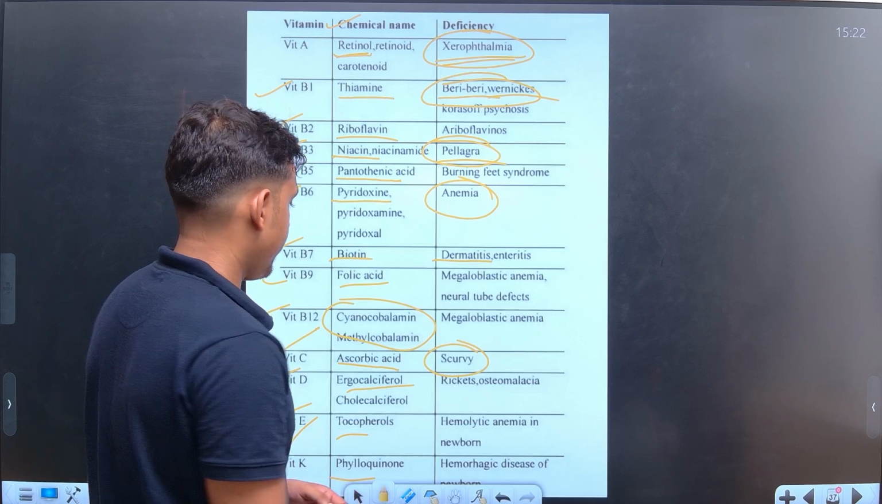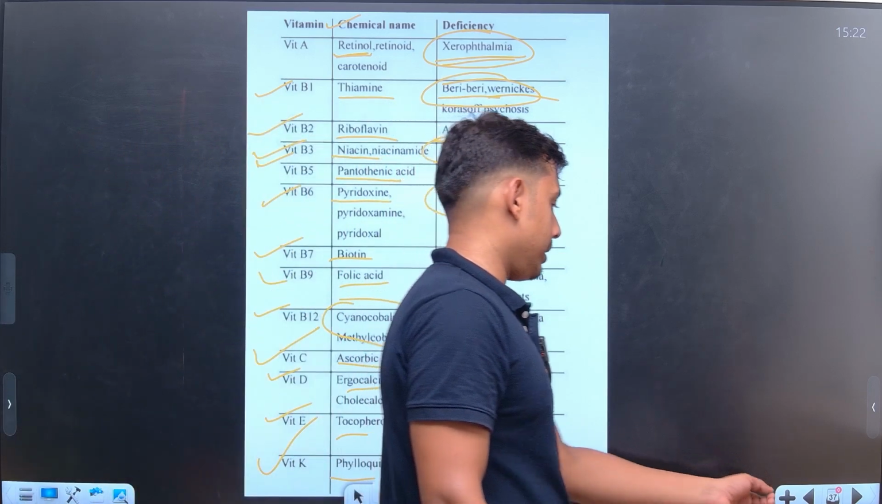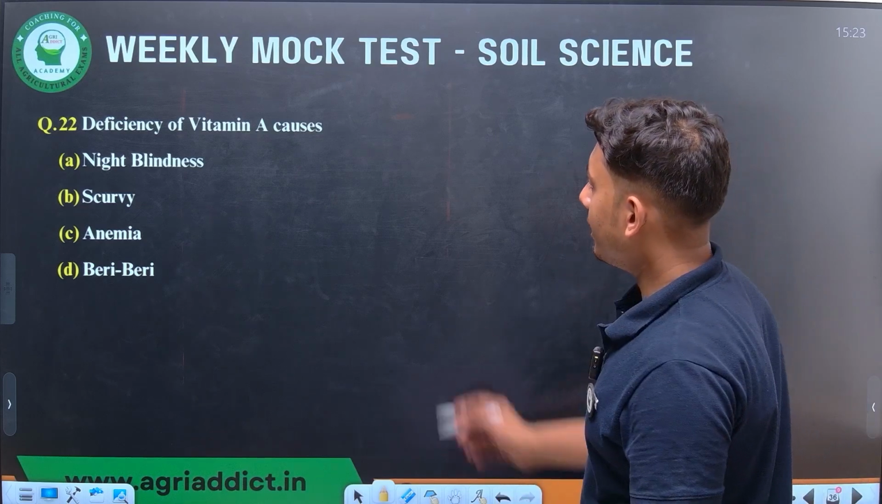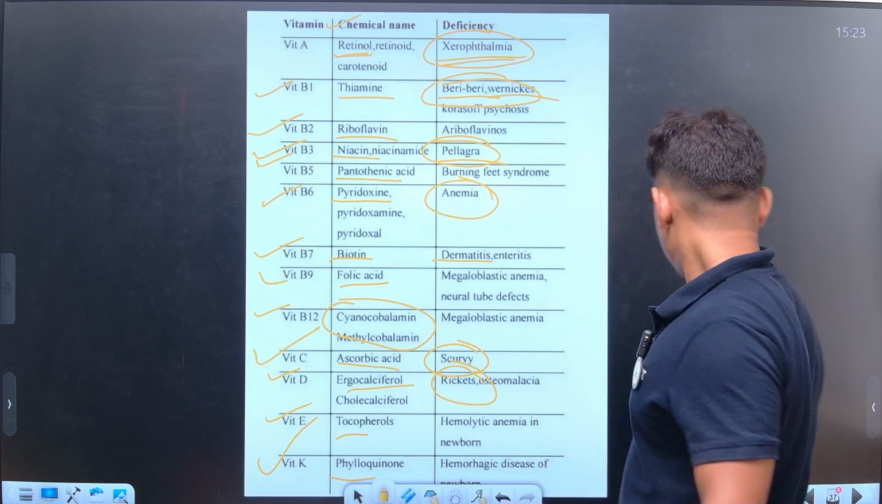Rickets, vitamin D. The deficiency disease of vitamin D is rickets. So vitamin A, that is xerophthalmia. Xerophthalmia is night blindness.